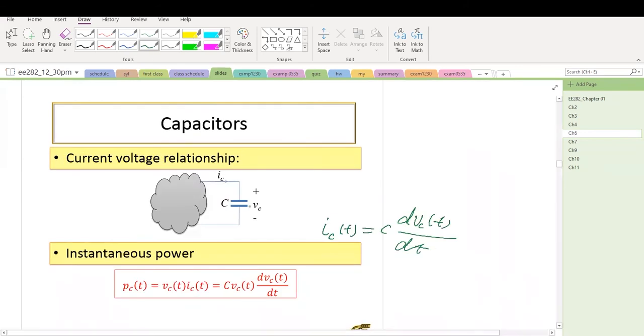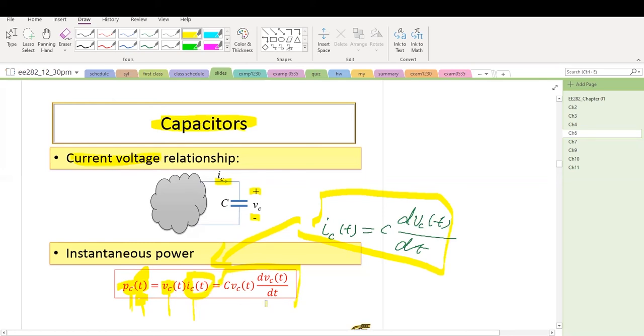Let's look at the power on the capacitor. Because this notation observes the passive sign convention already, the power on the capacitor p_C, where C means capacitor, is a function of time. It equals v(t) multiplied by i(t). i(t) equals C dv/dt. Plug in i_C by this quantity, and we obtain this relationship. So this is the power on the capacitor, which is a function of time.